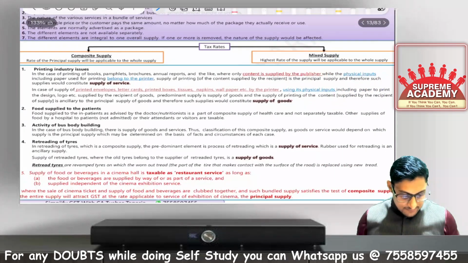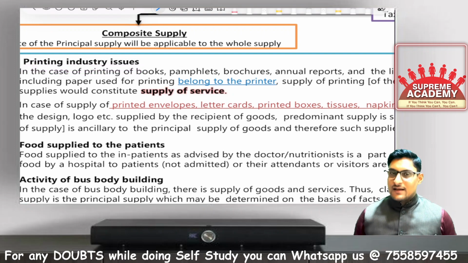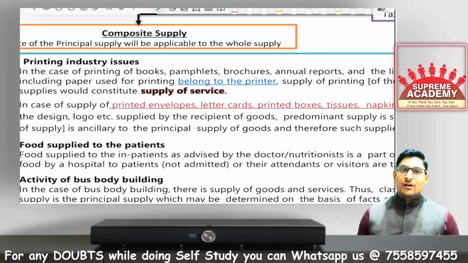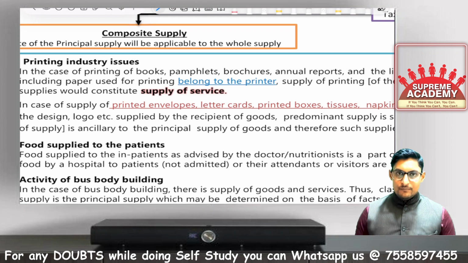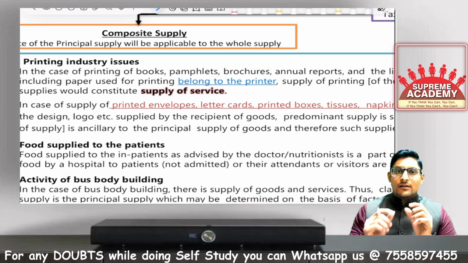Now, coming towards some clarification. First one, printing industry issue. Say for example, case number one, when you are going to a Xerox shop, printing shop, you provide your own format, you provide your own material, you will give the PDF to the printing person, and in return that printing person is going to give you the set of the notes. For example, you took the GST PDF, you went to the printing shop, and that PDF you gave to the person, he printed and gave you the notes in return.